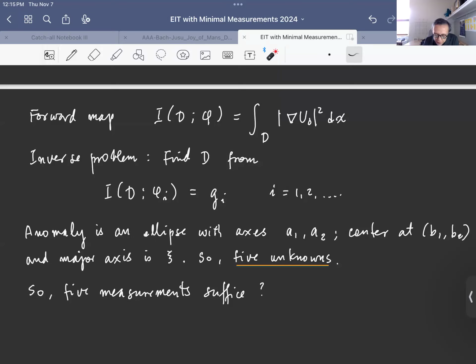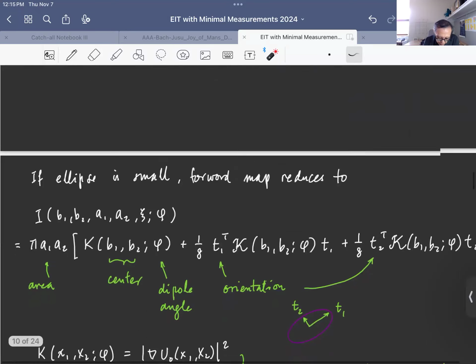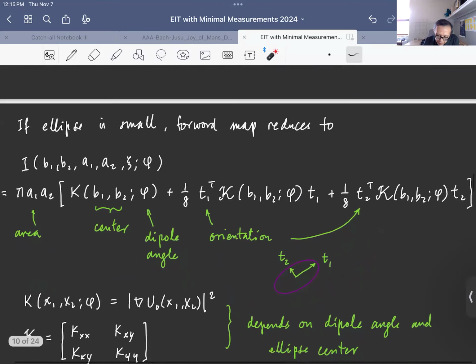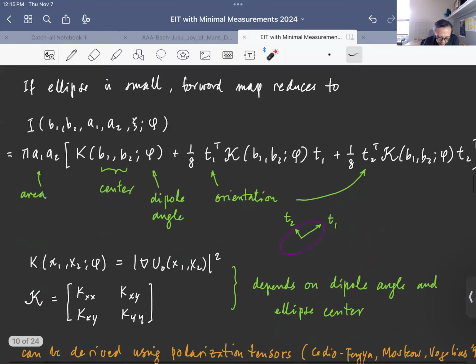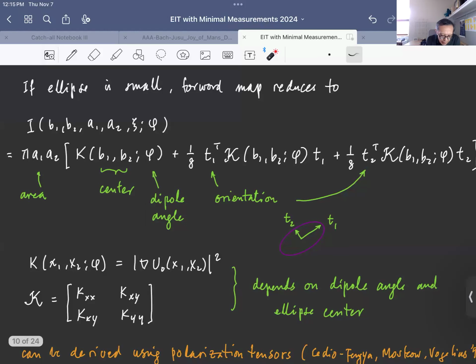So it's a pretty straightforward inverse problem. Discrete number of unknowns, and we just have to generate a discrete number of equations. So let's look at the forward map in a little bit more detail. If the ellipse is small, the forward map reduces to this very nice formula, with the parameters of the ellipse being B1, B2, the location, A1, A2 the axes, and xi the orientation.